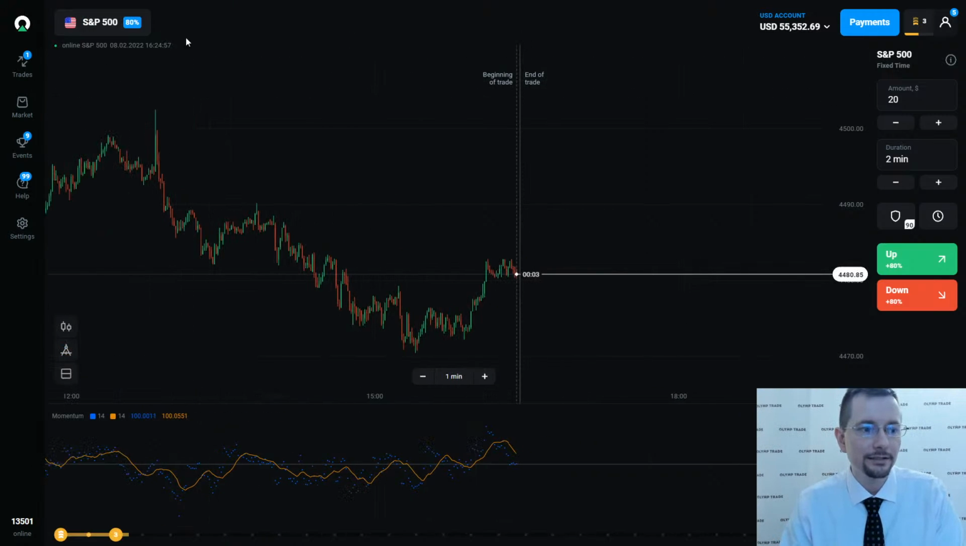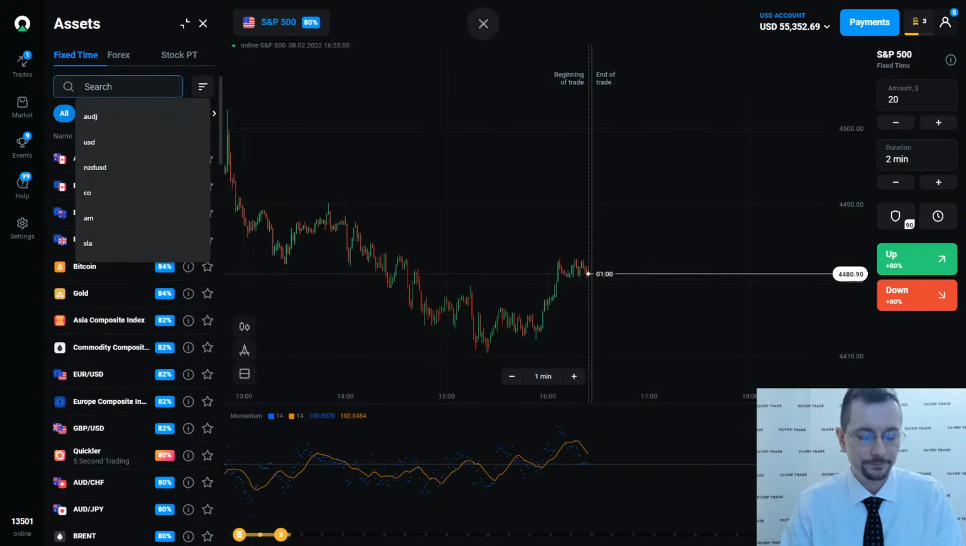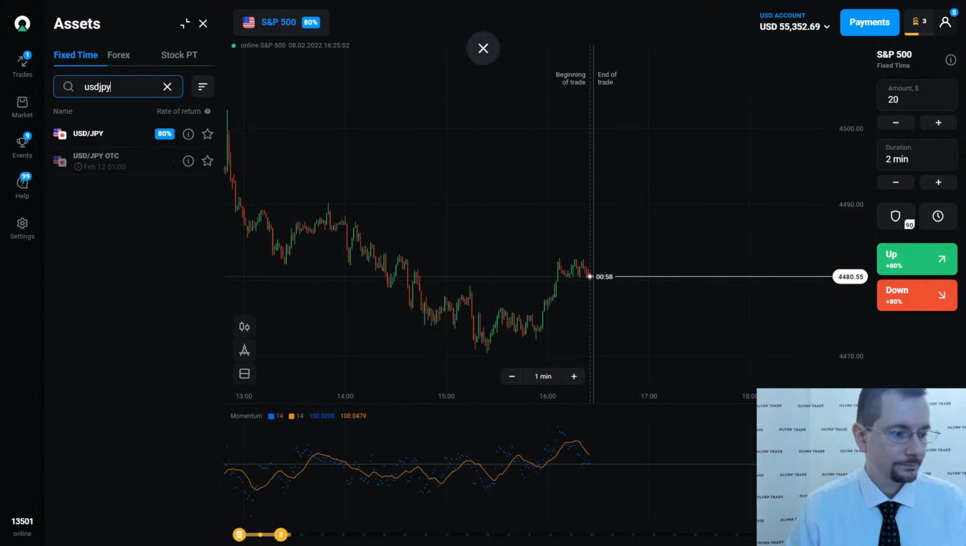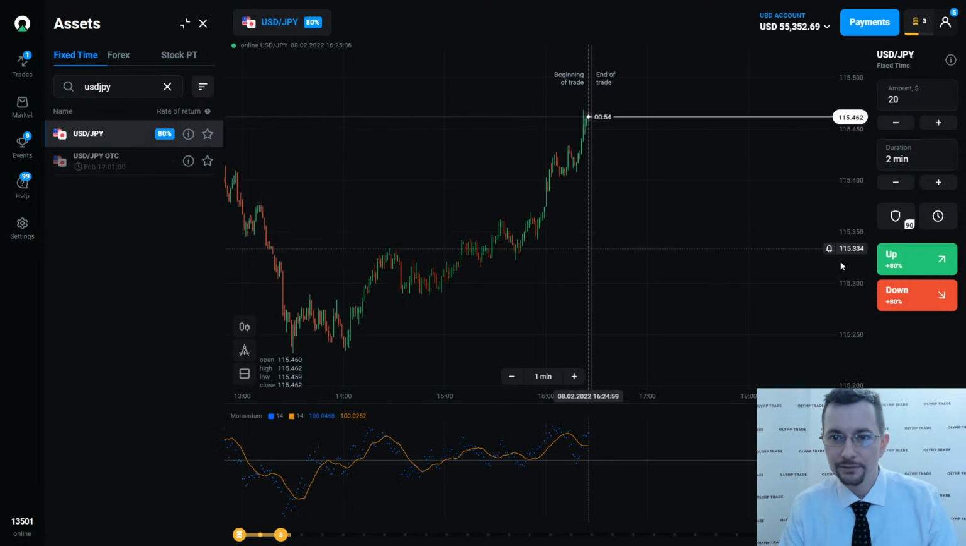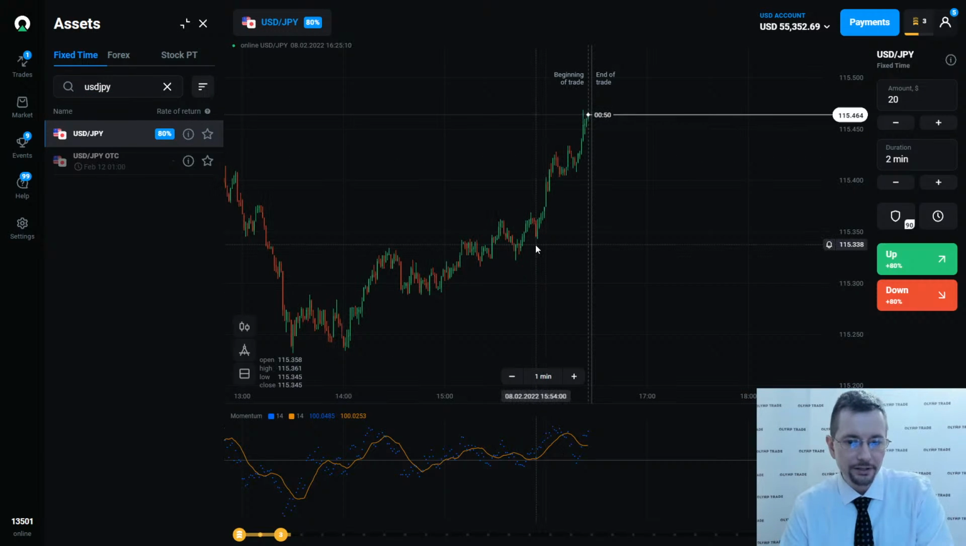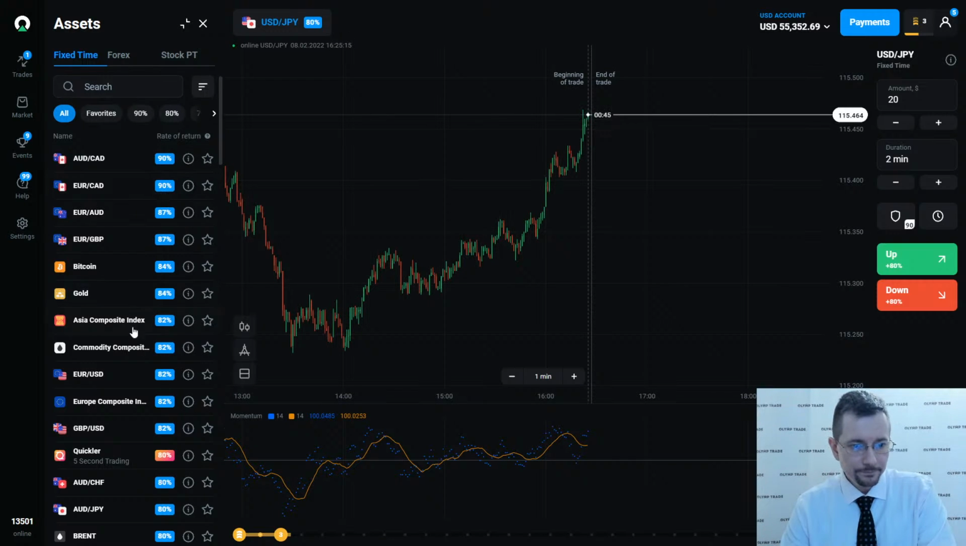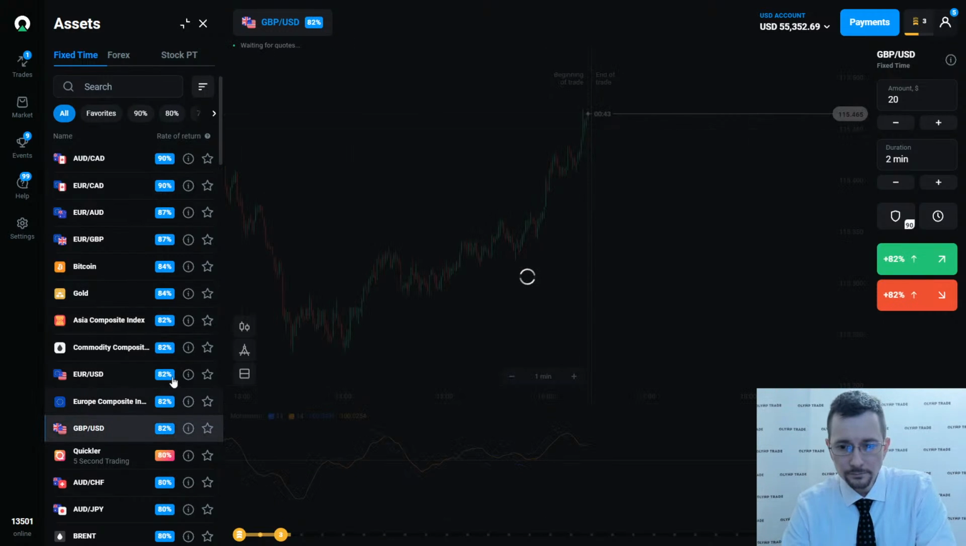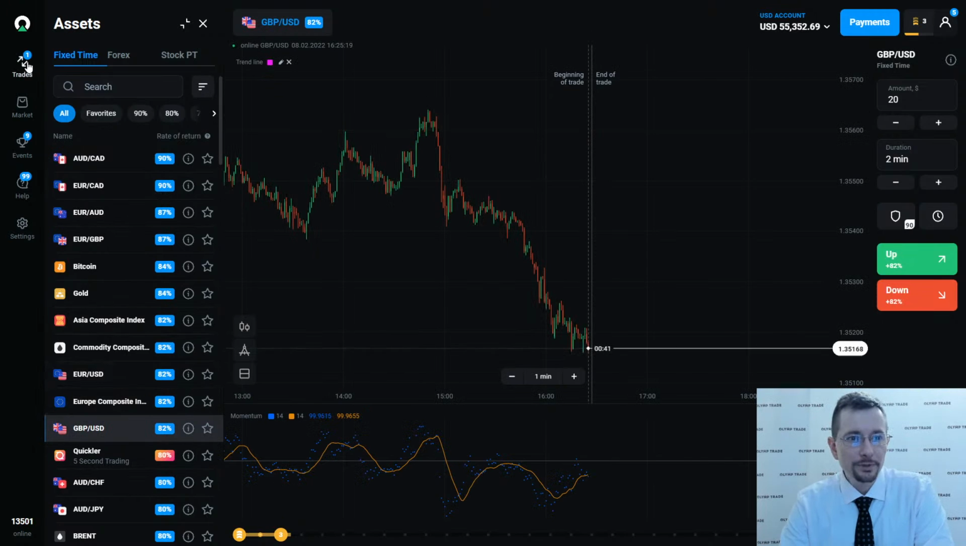Let's have a look at the dollar yen. Perfect, 80% rate of return to the upside. It would be good, but somewhere over here. Keep in mind, I'm trading on the 1 minute graph. All right, let's see if I can open a few more trades.